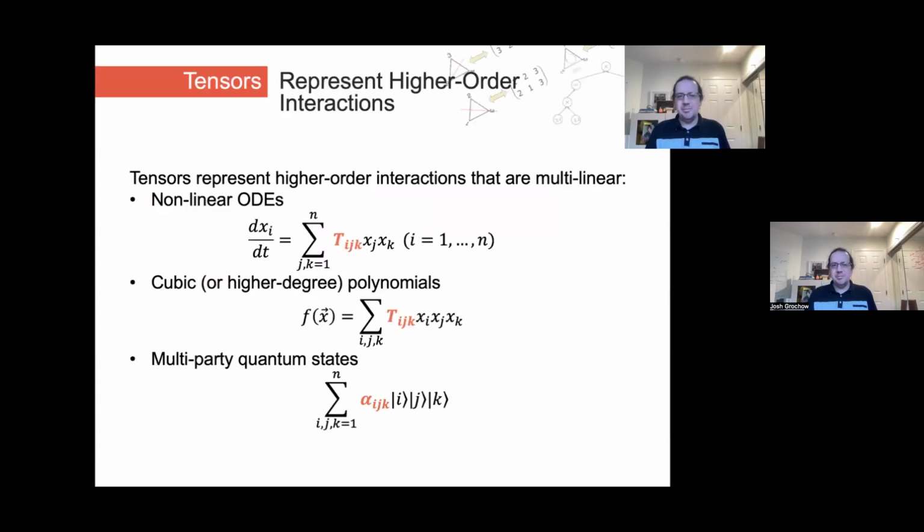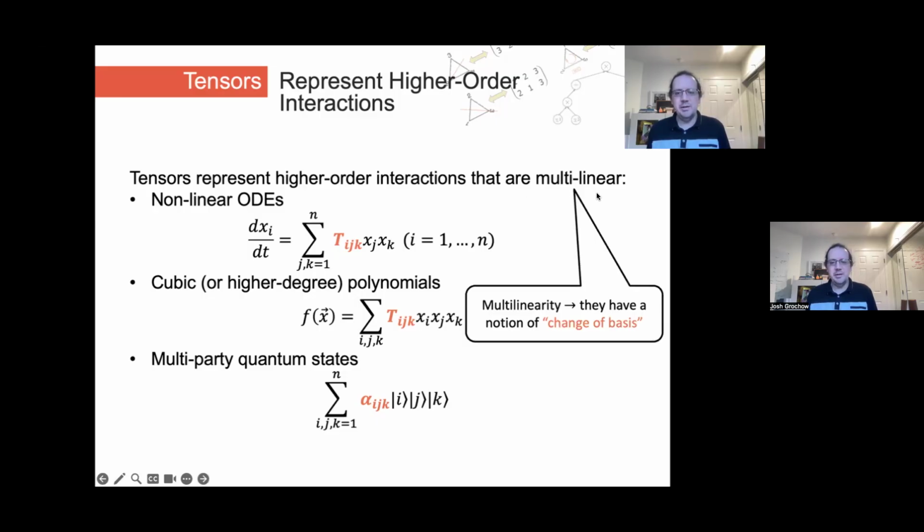So this paper is all about tensors and their applications. Tensors represent higher order interactions that are multilinear. They arise, for example, in nonlinear ordinary differential equations, cubic or higher degree, say homogeneous polynomials, multi-party quantum states, and many, many other places.